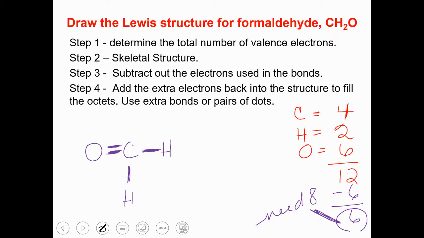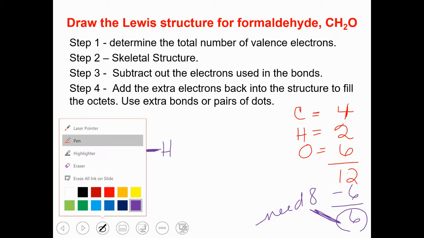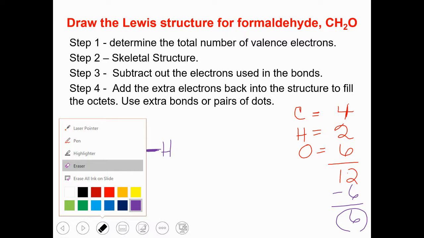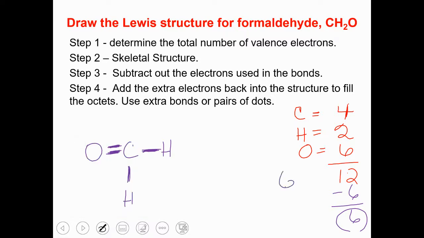Okay, now I need to subtract out the extra 2 that I used. So remember, I was at 6, right? I used 2 more, making the double. I have 4 electrons left. Perfect. Oxygen needs 4 more electrons to have a full valence shell. This is what the structure of formaldehyde would look like.